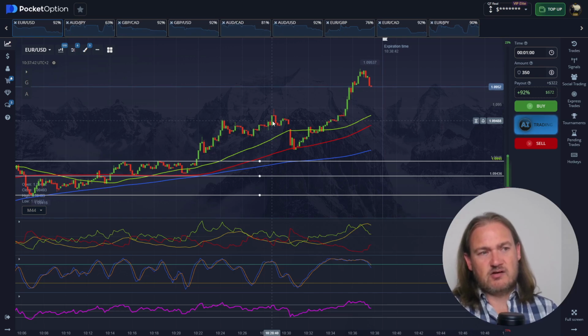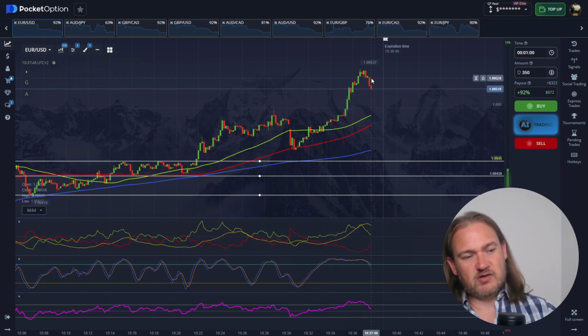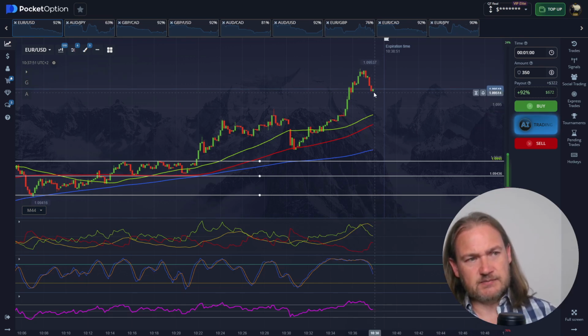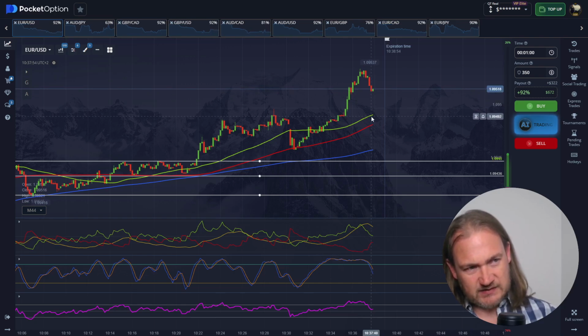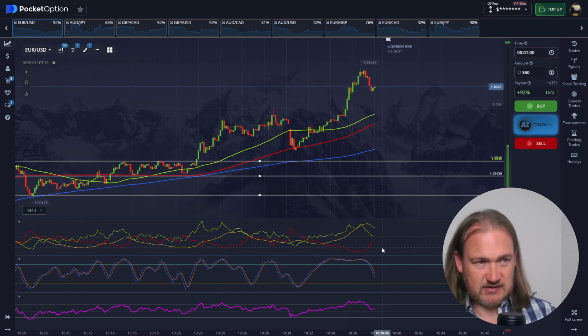Okay, so there's no trade we're going to get here. We are very, very high, very far away from the moving averages at the moment. So unless we get a massive DI spike here, a massive push downwards with a decent DI spike, which I doubt will happen, we're not going to get any entries.